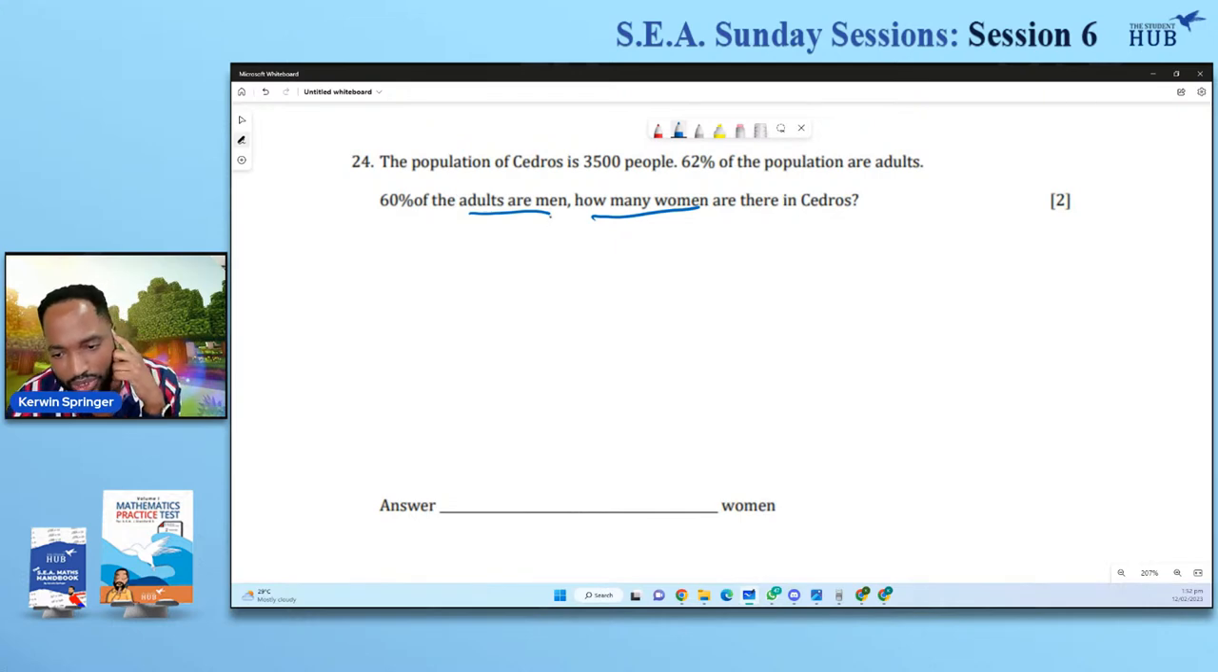Cedrus, am I saying that properly? Anybody from Cedrus? Do they say it like Cedrus? Cedrus?